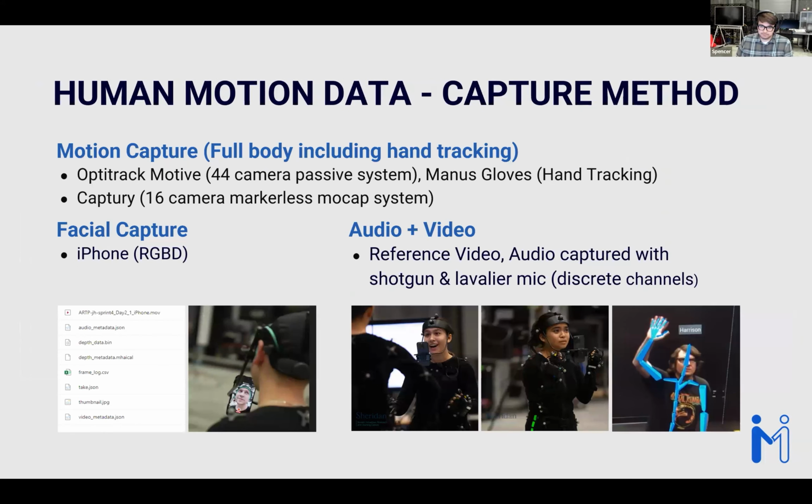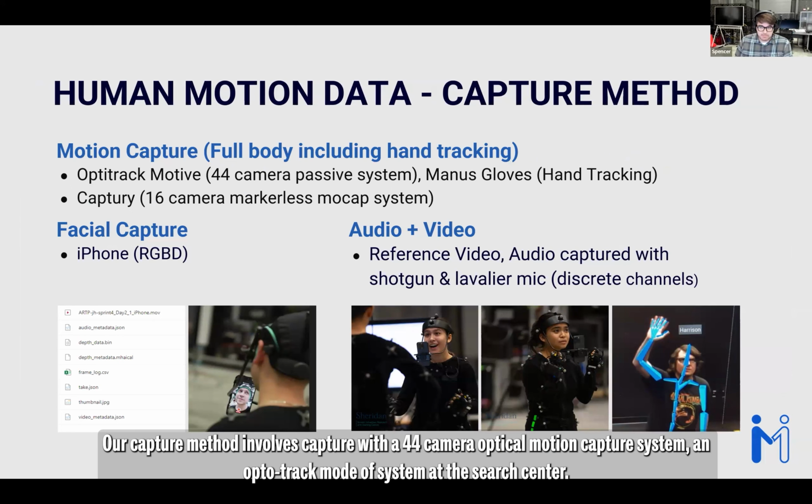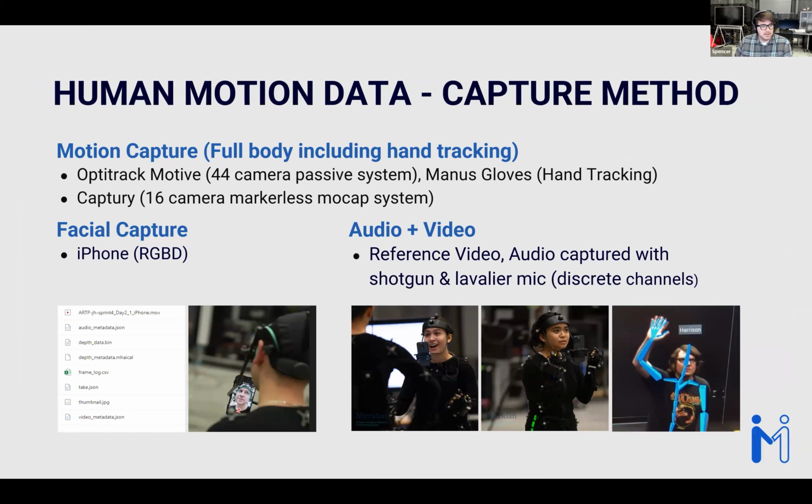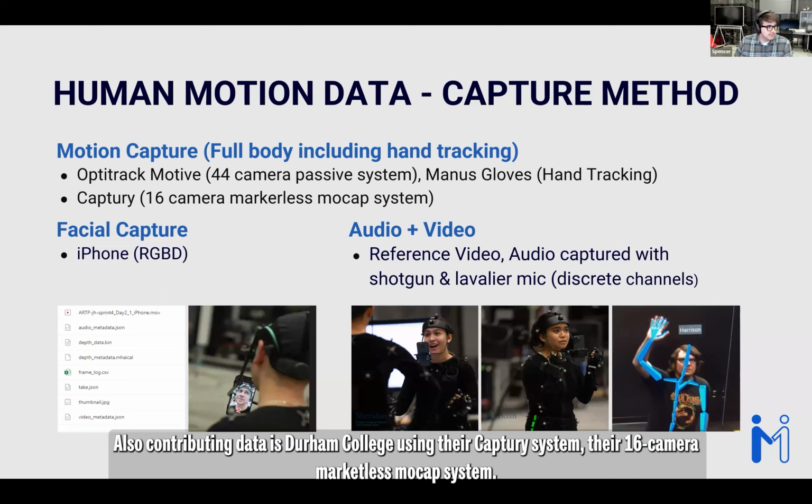Next slide, please. Our capture method involves capture with a 44 camera optical motion capture system, an OptiTrack Motive system at the Search Center. With that system, we use the Manus gloves for hand tracking. Also contributing data is Durham College using their Capture system, their 16 camera markerless mocap system.